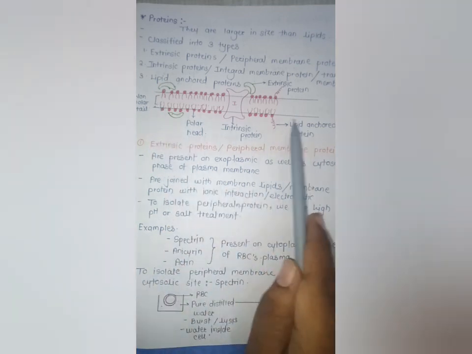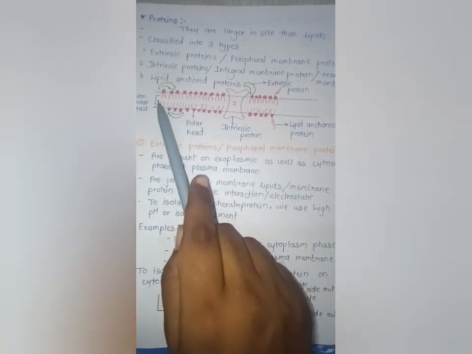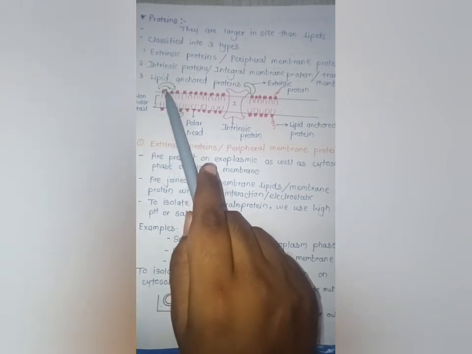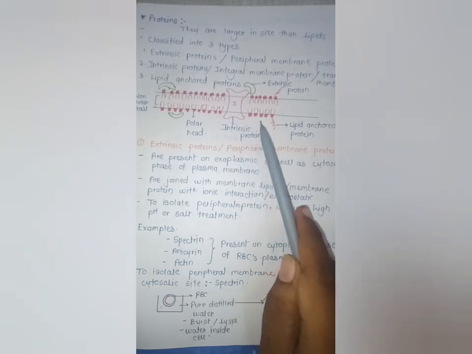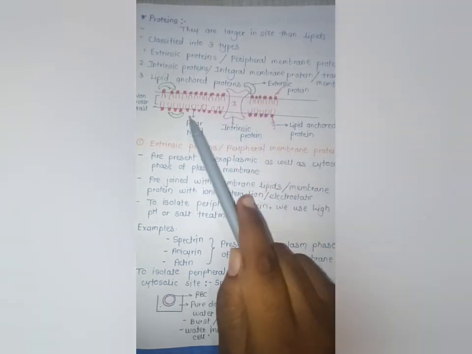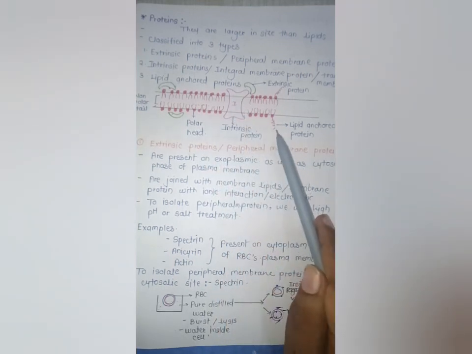So in this diagram you can see this is the plasma membrane, this is the lipid bilayer, and this is the non-polar tail and this is the polar head. The extrinsic protein is attached to the polar head and also to the intrinsic protein, whereas the intrinsic protein is present in the periphery and the lipid anchored protein is attached to the lipid bilayer.